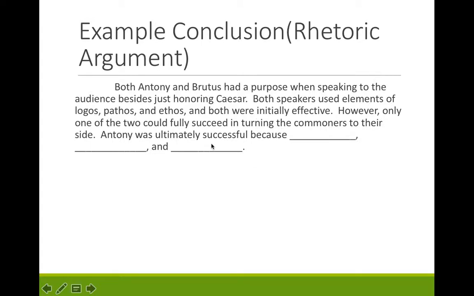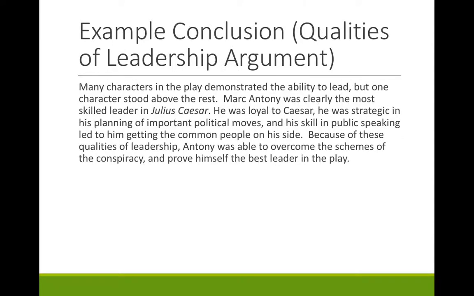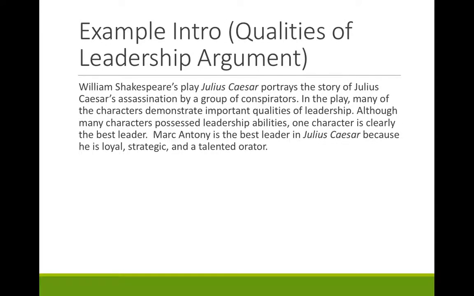Okay, so this is one example. It is a different topic, a different argument, but it kind of gives you an example of how an introduction can become a conclusion. Now, here is an example for the qualities of leadership argument. This particular example is going to talk about Mark Antony. Of course, yours can be any, but this will just kind of give you an example of an introduction and then lead into a conclusion.